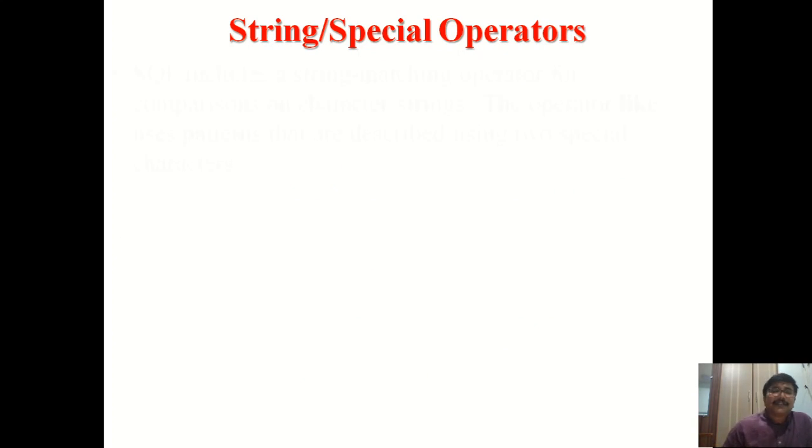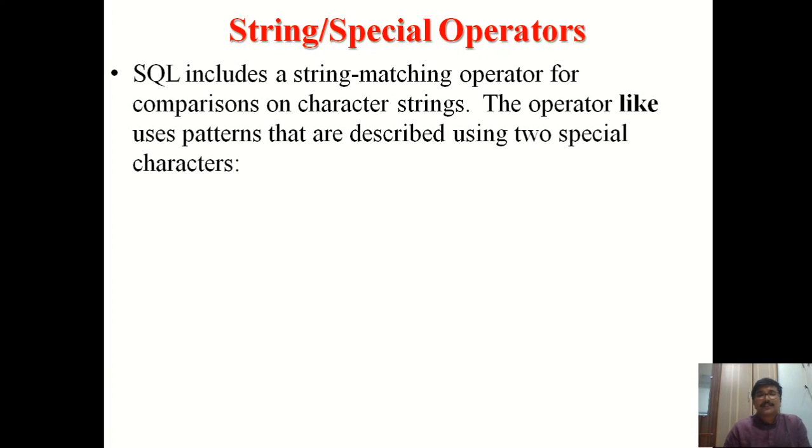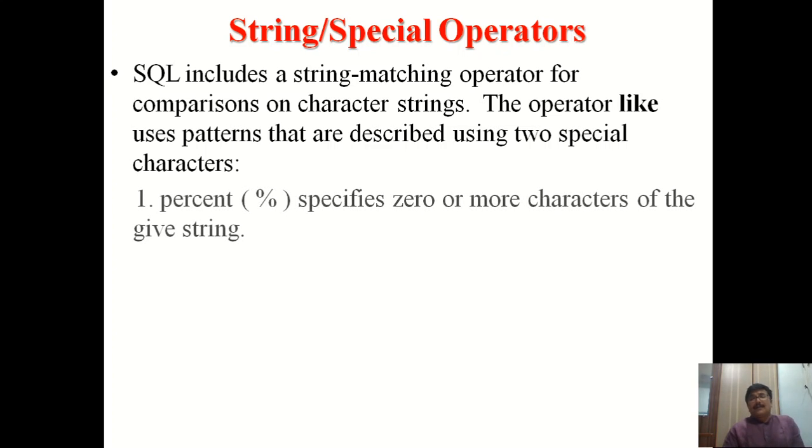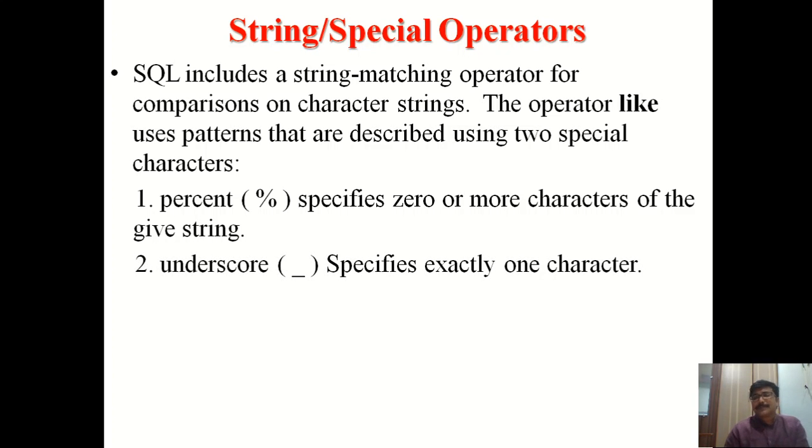And the next one is some of the special operators we used in the SQL queries. That is called LIKE. LIKE is an operator which can be used in the select statement. Let us see. We have two keywords here: percent and underscore. Percent specifies 0 or more characters of the given string. Underscore specifies exactly one character. At this time we have to know: percent, 0 or more characters; underscore, exactly one character.